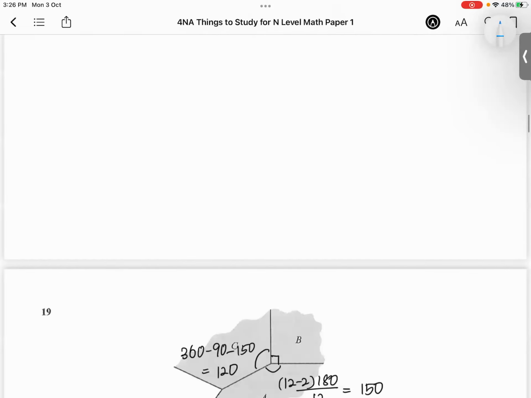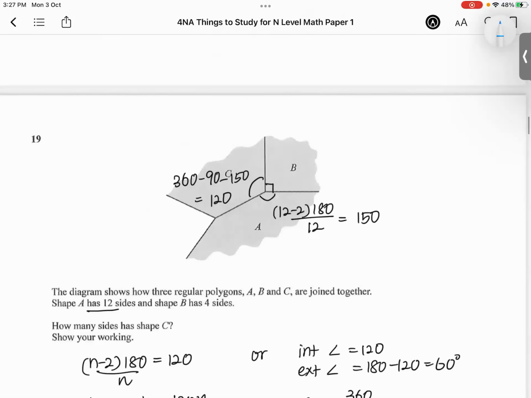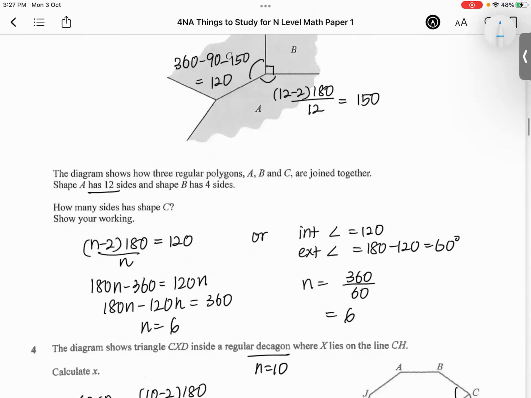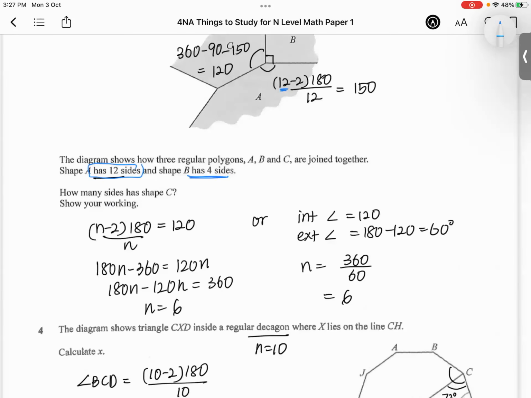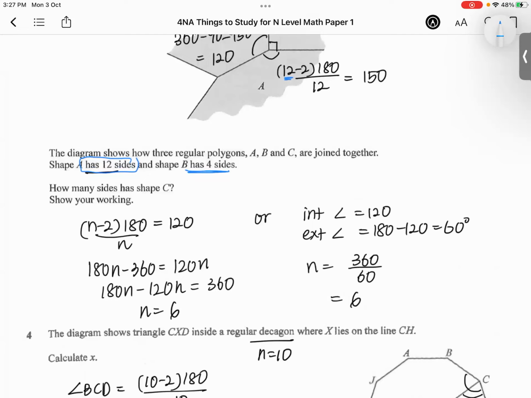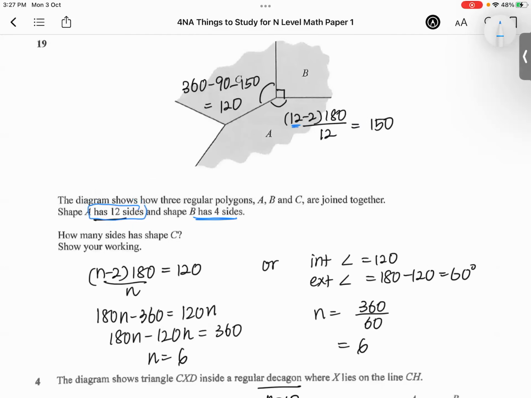Okay, then the next one comes to this kind involving the polygon and then finding the number of sides. So the question says 12 sides. So you plug in 12, okay, find the angle. Then they give you another one that has 4 sides. Of course, 4 sides you must know. It's a square, right? So it's 90 degrees. Then you find the angle.